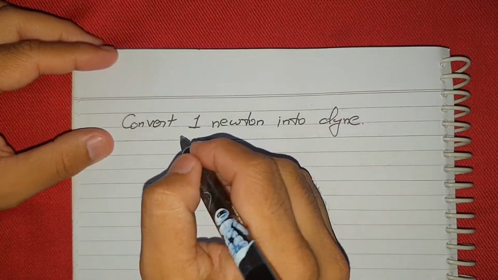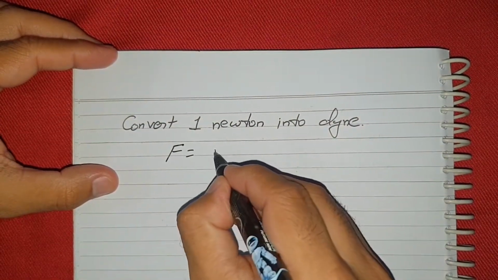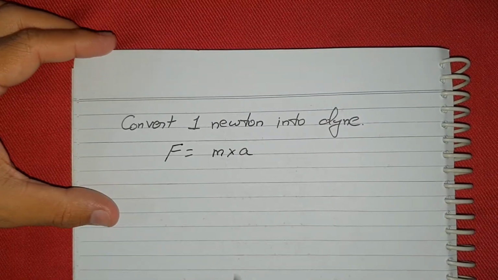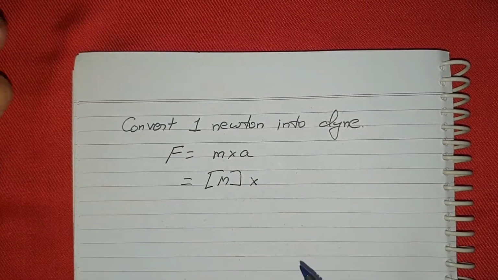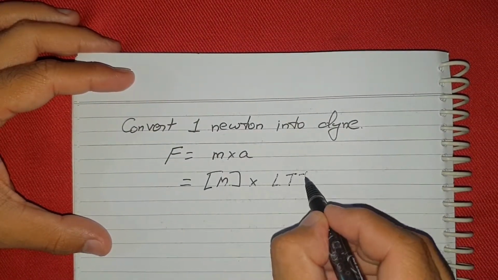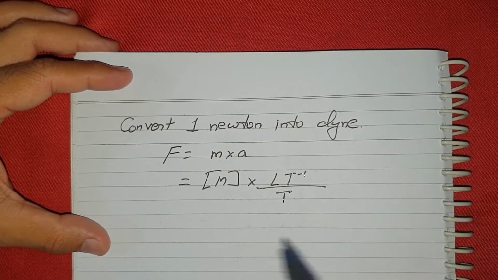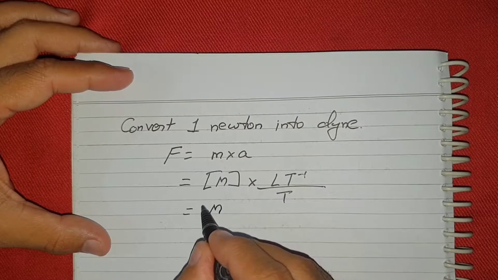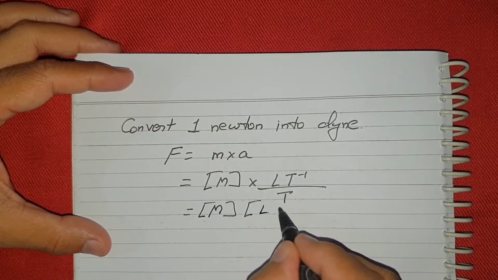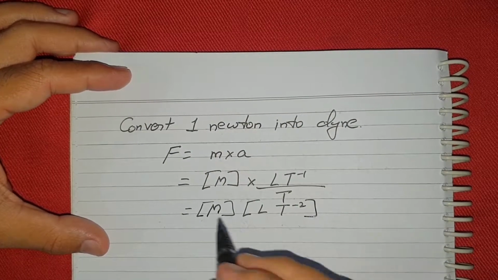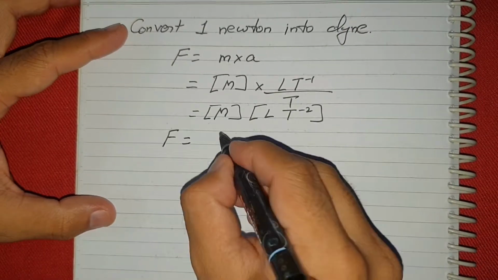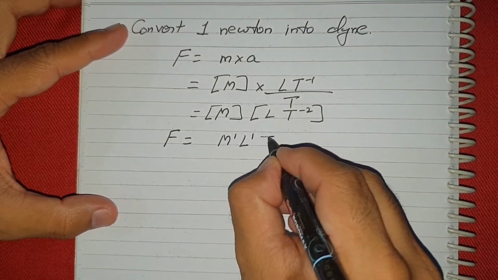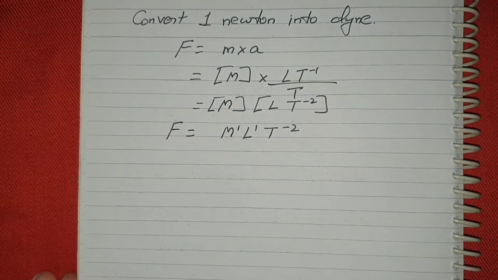Now, first of all we should know the dimensional formula of force. What is the dimensional formula of force? Force is mass into acceleration, that we know. Mass we can write as M. Now what is acceleration? It is change in velocity upon time interval, so basically velocity is L T^-1 upon time. So this is M, this is L T^-2, or the dimensional formula of force is M^1 L^1 T^-2.